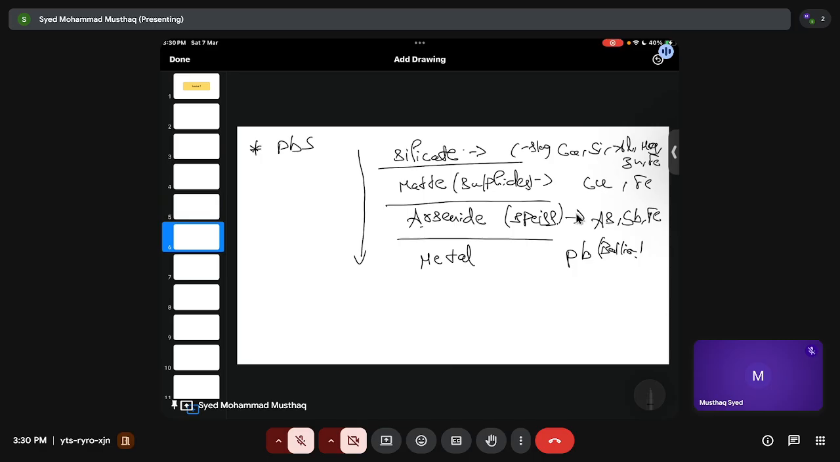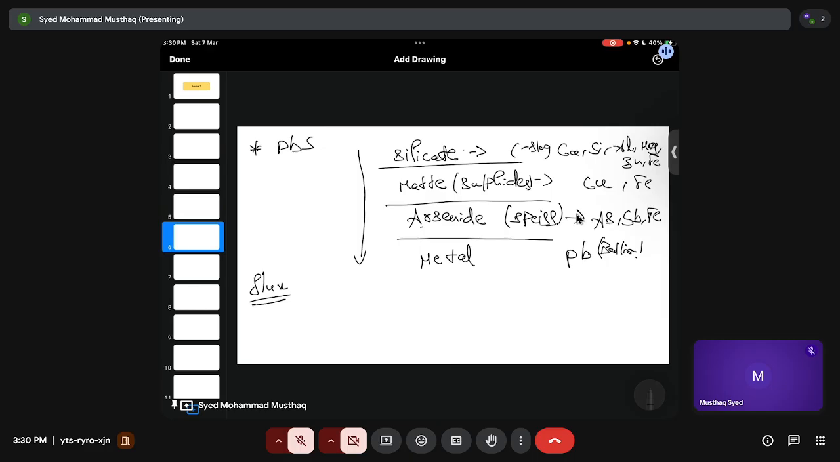Now we need to know what is flux. Flux is nothing but some additives that we use. What it does is it will react with your impurities. So the main function of your flux is to form slag. It will react with impurities and form slag. And what are the different types of flux? Depending on what type of impurities there are, and what type of slag you are trying to form, it will depend upon that.